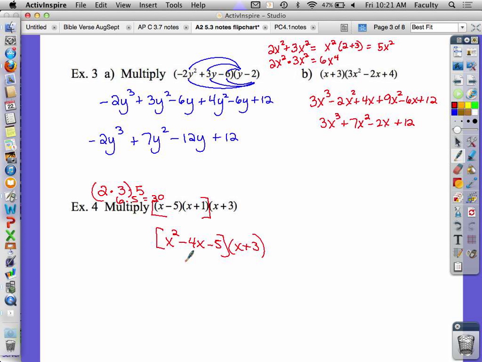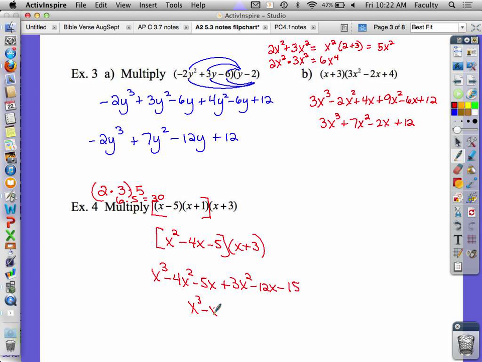Okay, now, do you see how this problem is like example 3, A and B? There you go. All right, so now let's use the extended distributive property. X cubed minus 4x squared minus 5x. Then I'm going to take everything in the trinomial times 3. 3x squared minus 12x minus 15.